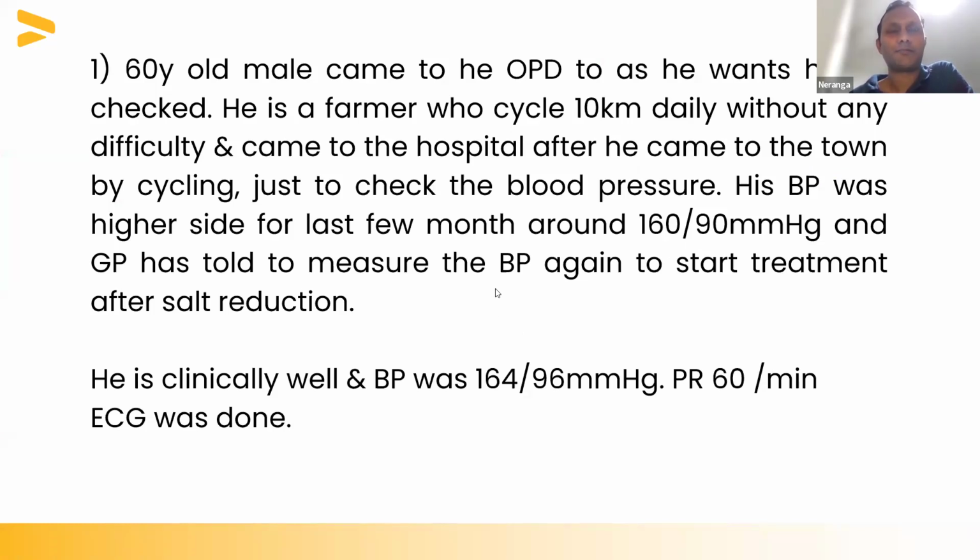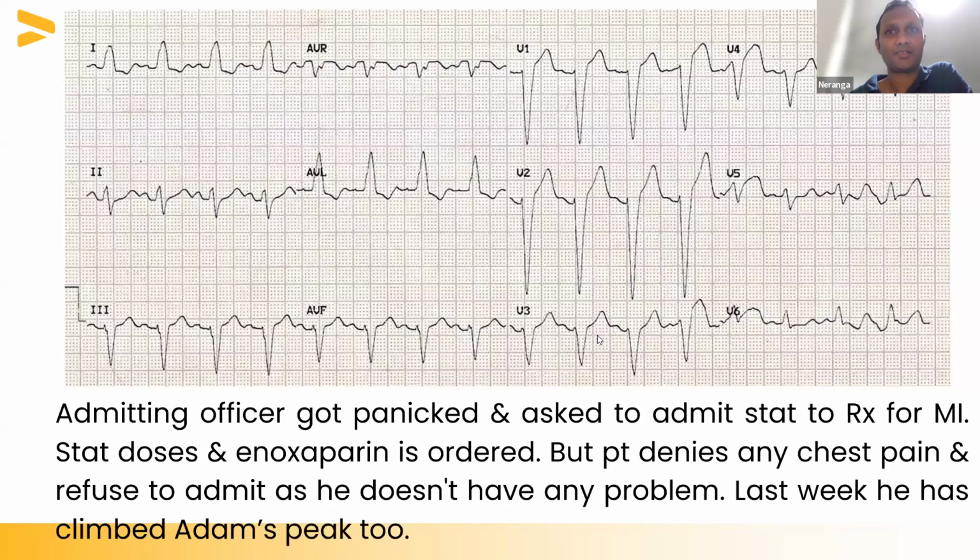At the OPD, he is clinically well, blood pressure 164/96, pulse rate 60, and an ECG was done. Any comment you have? Hopefully you can type, I think you are muted. What do you see in the ECG? I will discuss it later.